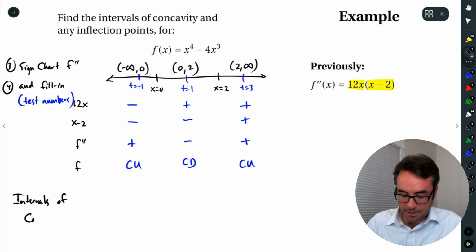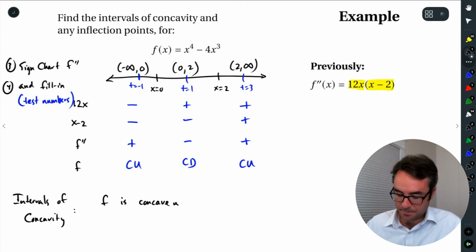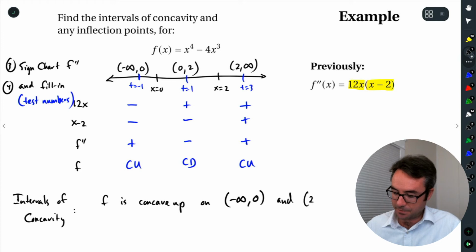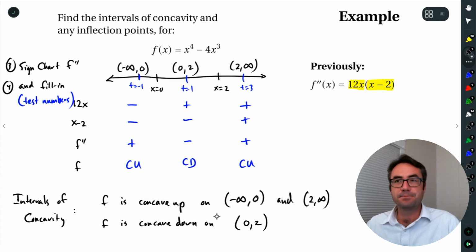So we're just going to write out our result here. The original function f is concave up on the interval -infinity to 0 and on the interval from 2 to infinity. And then f is concave down on that middle interval from 0 to 2. Yeah, so we were able to identify the intervals of concavity.